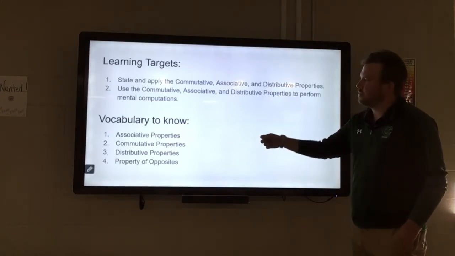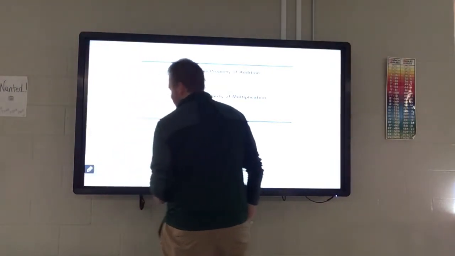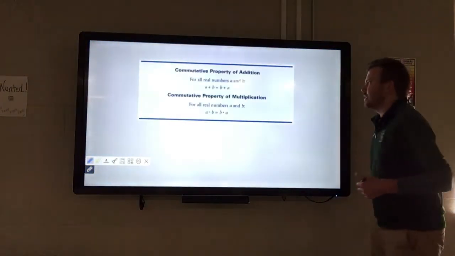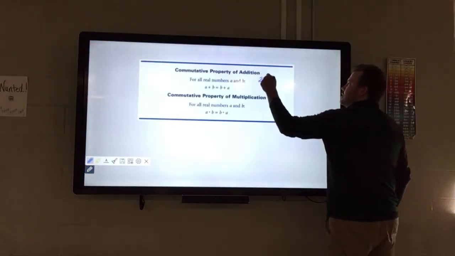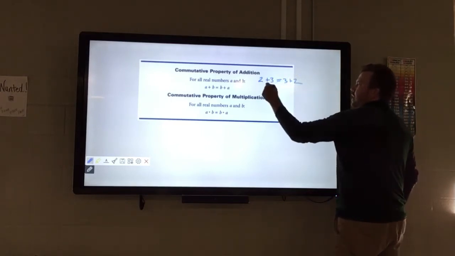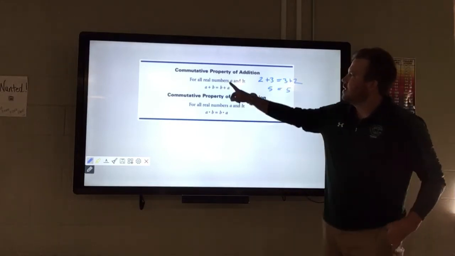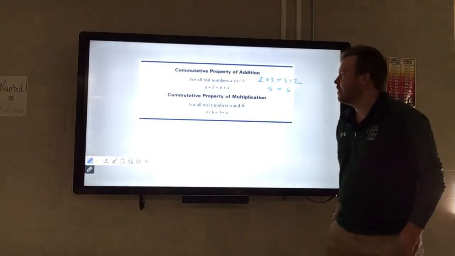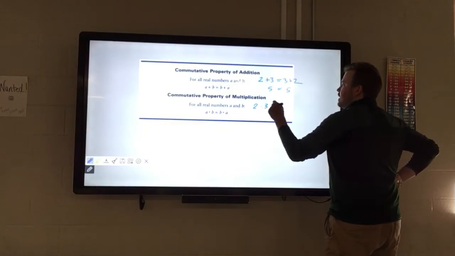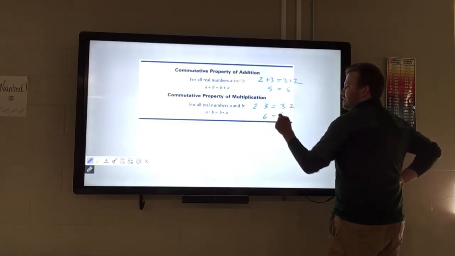So, let's start with that commutative property. What the commutative property tells me is it doesn't matter which order I add in. So I could say, for instance, 2 plus 3 is equal to 3 plus 2, because 2 plus 3 is 5 and 3 plus 2 is 5. So, addition is commutative. This also holds true for multiplication. 2 times 3 is equal to 3 times 2, because 2 times 3 is 6, 3 times 2 is 6.